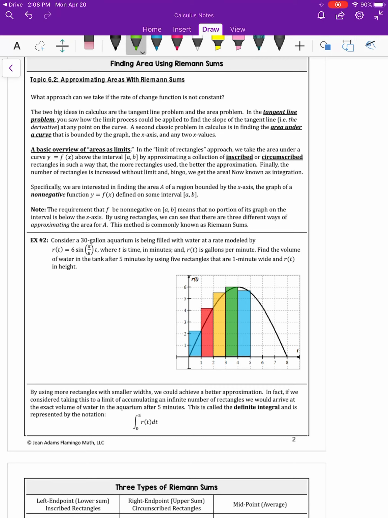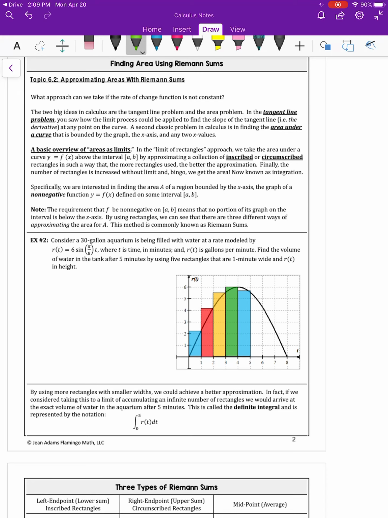Okay, so we're going to talk about all the different ways to calculate, and we're going to be doing an approximation for the area under the curve. Some of them are going to be more than what you actually have. Some of them are going to be less than what you actually have.